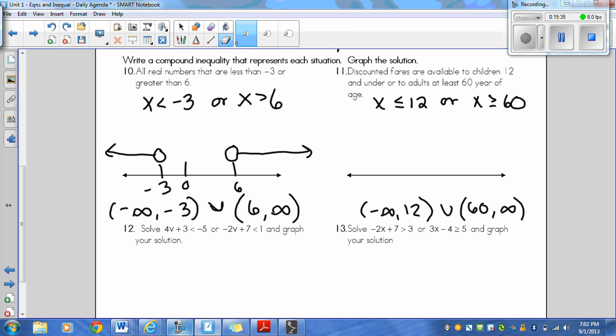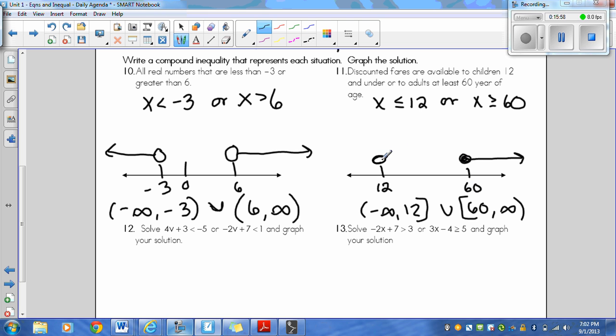Okay, do you see what I did? These should be closed brackets, because you're including the age of 12 when you get the discount. You're including the age of 60 when you get the discount. Those should be included. It looks like this. Closed circle going on up to infinity, closed circle going on up to negative infinity.